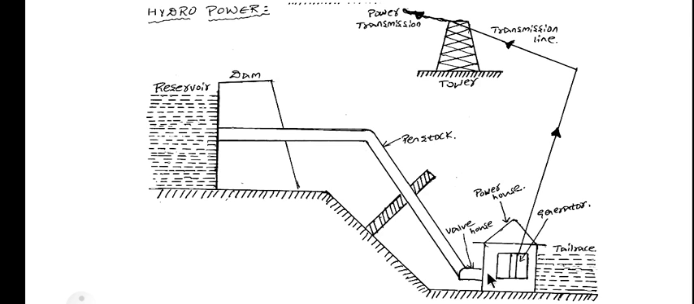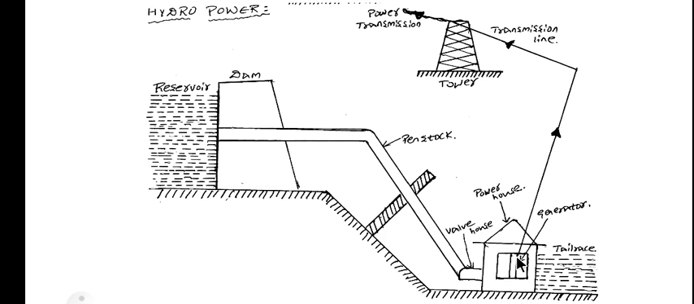The runner is connected to the shaft. As a result of that, the shaft also starts rotating, and that shaft is connected to the generator where the electricity is produced. From that we are going to produce the electricity. Then the electricity is transmitted to the substations.